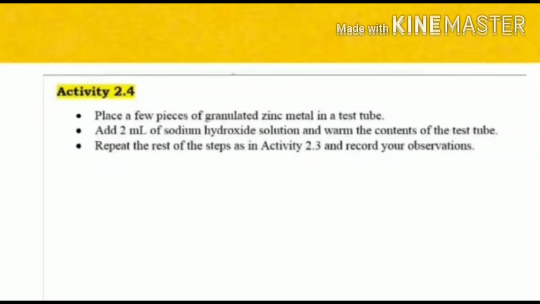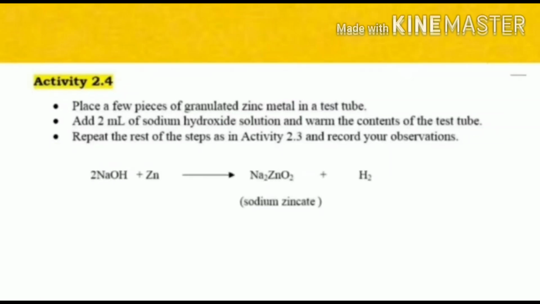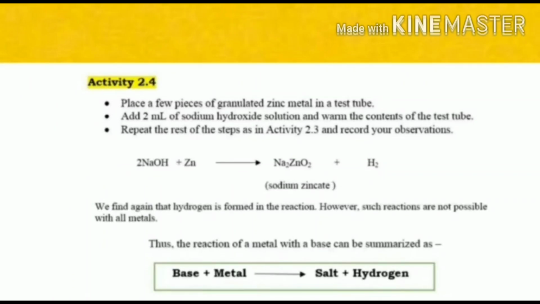Now if we place a few pieces of zinc metal in a test tube and add about say 2 milliliter of sodium hydroxide solution, which is a base, to it, what we observe? We observe the same thing. That is, the metal when reacts with a base gives metal salt along with the release of hydrogen gas. However, such reactions are not possible with all metals. So we can conclude that base plus metal gives salt plus hydrogen gas.